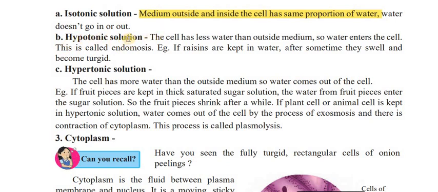Here, hypotonic solution. The cell has less water than the outside medium, so water enters into the cell, and this condition is known as hypotonic solution. Hypertonic solution, third one. The cell has more water than the outside medium, so water comes out of the cell. This is known as hypertonic solution.